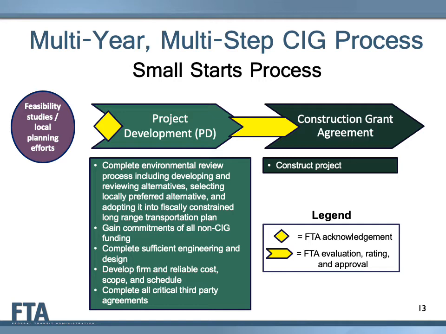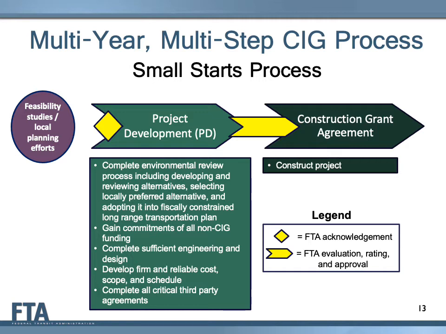Prior to requesting entry into the CIG program, project sponsors often perform feasibility studies or other local planning studies. The first phase of the CIG process for small starts projects is entitled Project Development. A project sponsor applies to FTA for entry into project development by submitting a short letter to the FTA Associate Administrator for Planning and Environment. The law does not require FTA to evaluate and rate the project before allowing its entry into project development.